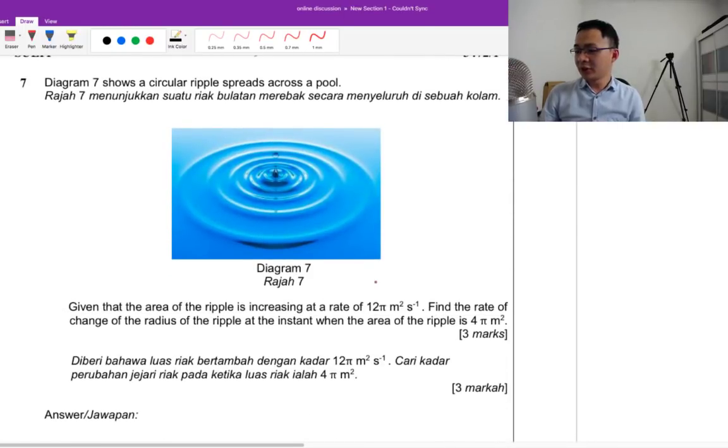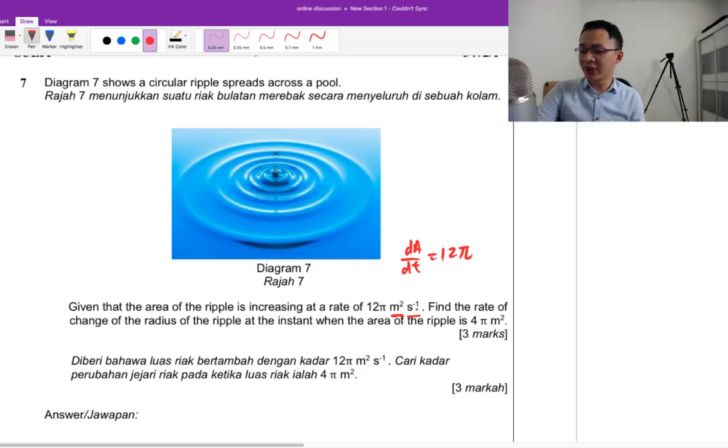Okay, so the diagram will show a circular ripple across the pool. Given that the area of the ripples is increasing at a rate, so the area will increase, right? So I know dA/dt equals 12 pi. How do I know it's dA/dt? Because of meter square. Use some common sense. Meter square is basically for area, right? Second to the power of negative 1 is basically for time at the bottom, right? So this is the reason why I get dA/dt equals 12 pi.